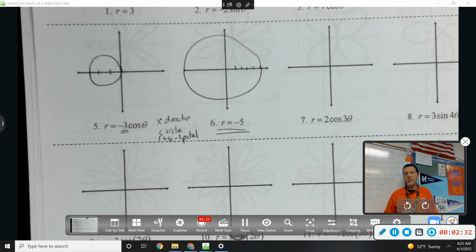It's almost easier to think of it as a rose. That way there's less to have to think about. You don't even have to worry about circles. You just worry about roses.